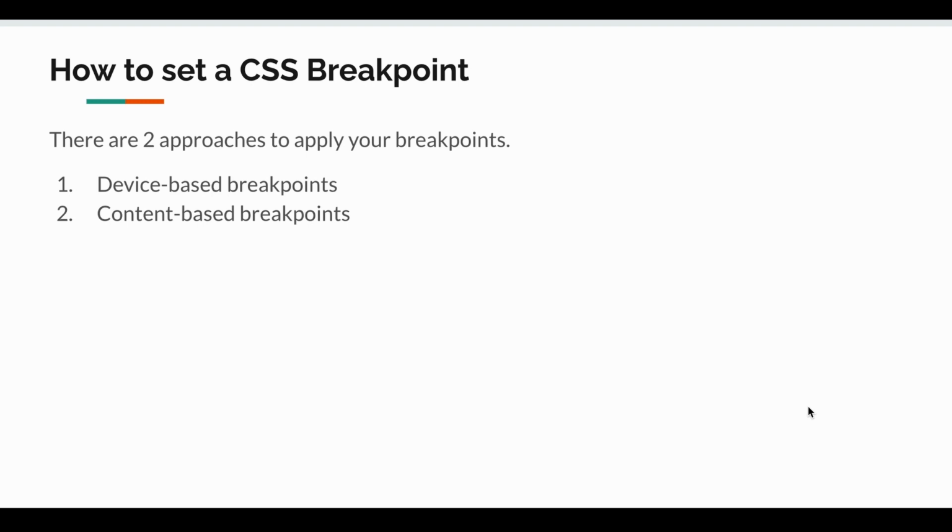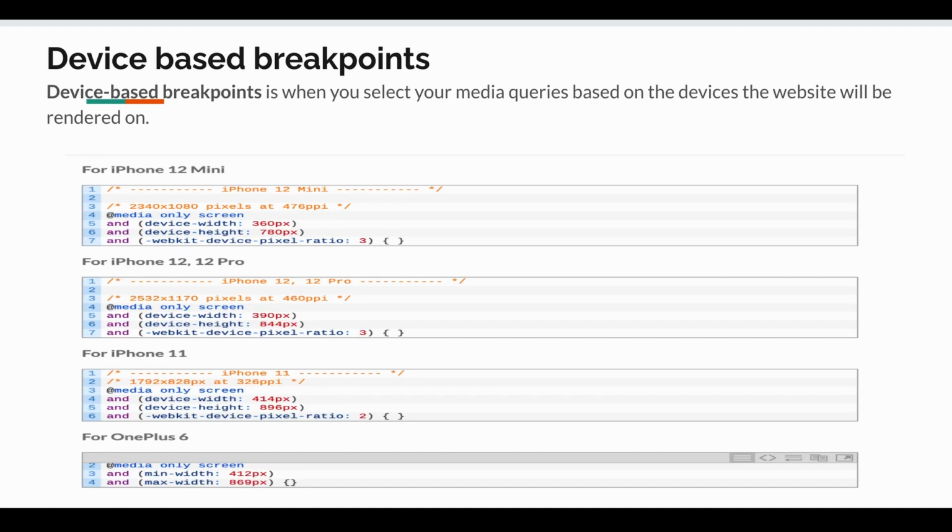Now, how do you set a CSS breakpoint? There are two approaches to apply your breakpoints. You have the first one, the device-based breakpoint, and the content-based breakpoint. Now, let's talk about the device-based breakpoint. The device-based breakpoint is when you select your media queries based on the devices the website will be rendered on.